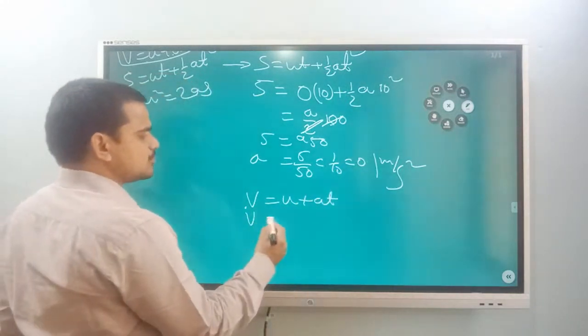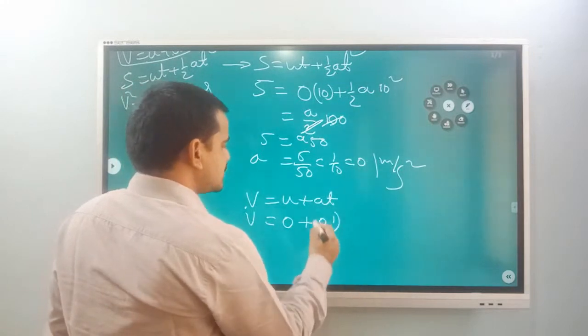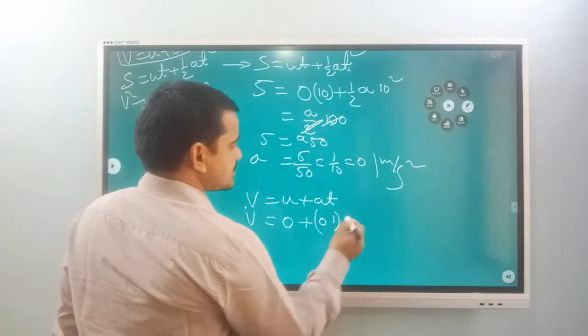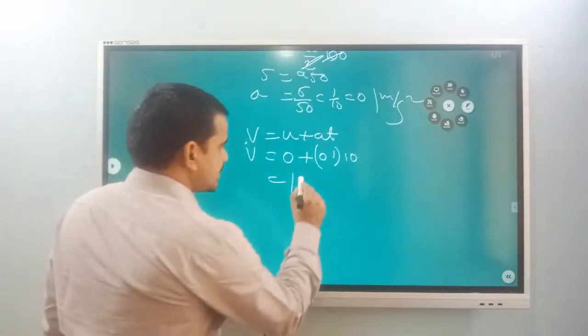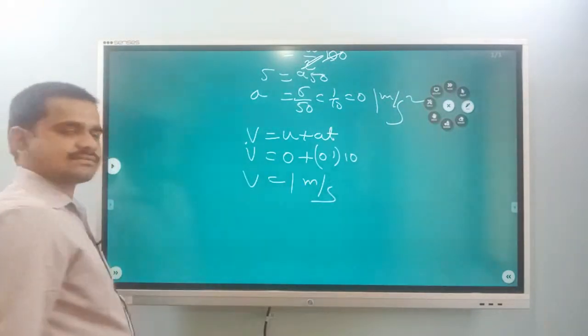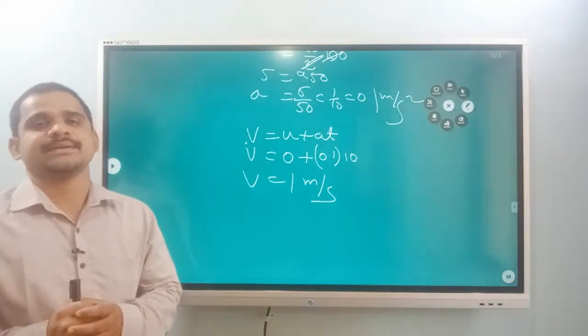V is equal to U, which is 0, plus A, which is 0.1, into time. How much time are you given? 10 seconds. So substitute this and you will get the answer as 1. So the speed of the body after 10 seconds will be 1 meter per second. In this way.